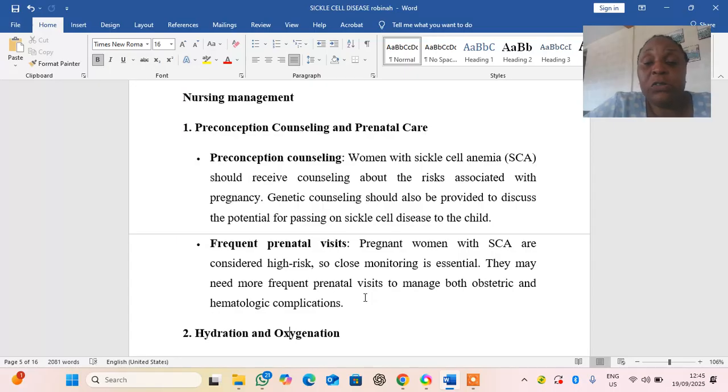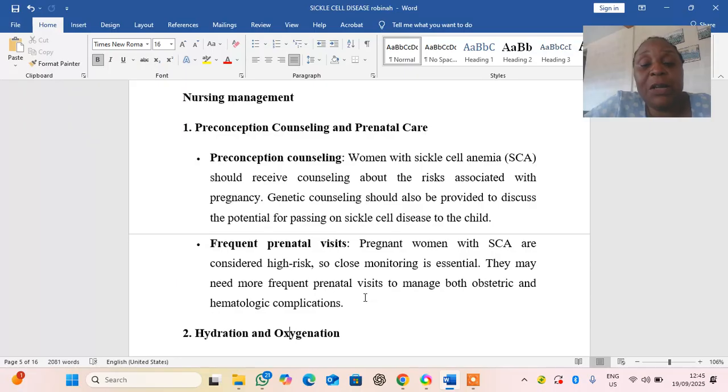Genetic counseling should also be provided to discuss the potential for passing on sickle cell disease to the child. Of course, this person has lived with sickle cells, knows the pain, knows everything. I don't think this mother would like to deliver a baby with sickle cells. So genetic counseling is very crucial, such that the husband to this girl who is sickle cell does not have any gene. Otherwise, if there is any gene present, it means chances of delivering another sickle cell baby are high.